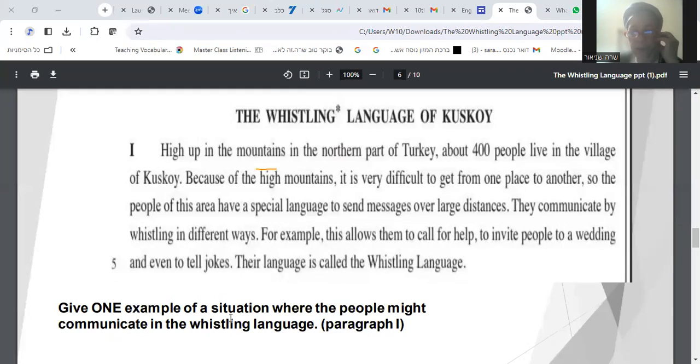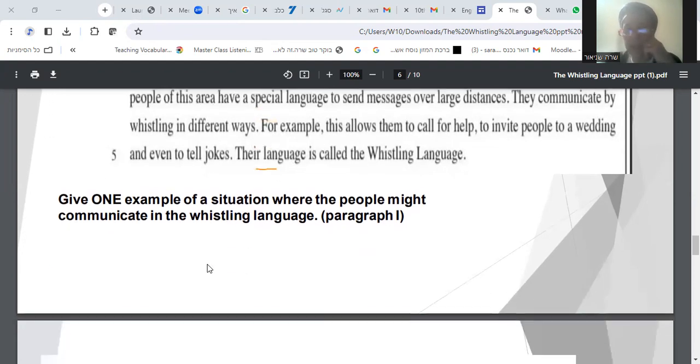The people might communicate in the whistling language so that, or in order to, call for help, to call for help, or to invite people to weddings, or to tell jokes. Not all three, only one, okay? So that's the answer.